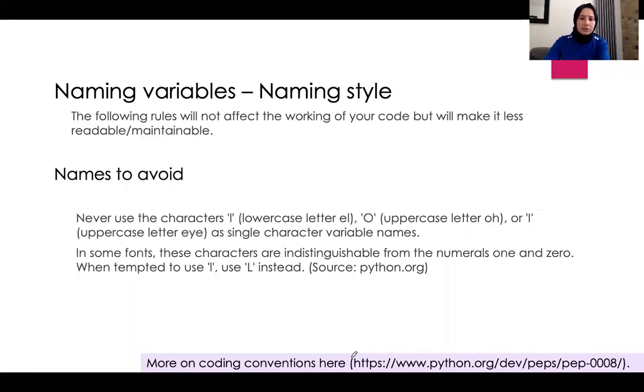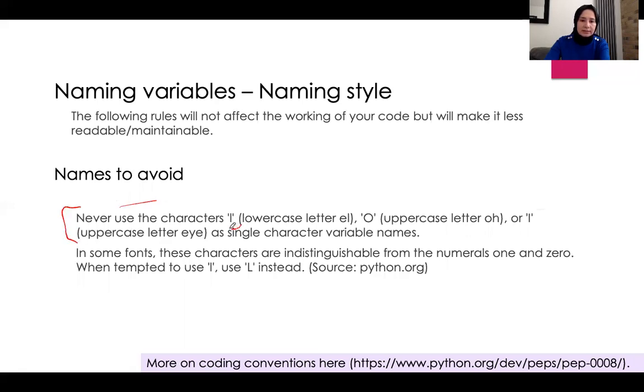And there are some other rules. For example, there are some names that you need to avoid. Basically, those rules will not affect the working of your code, but they will make it less readable or less maintainable. So for example, guys, let's look at here.